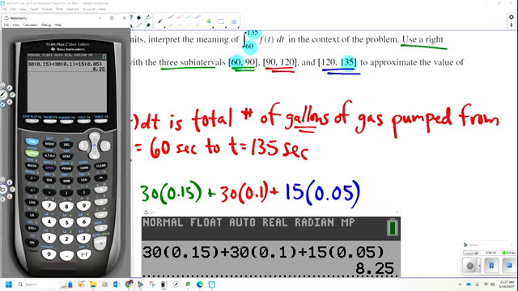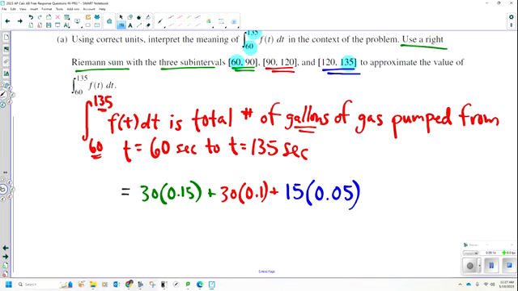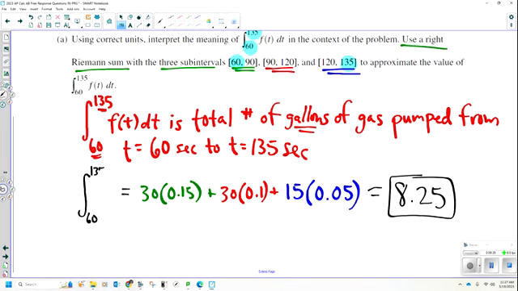So I'm going to go here, and that is 8.25. They don't ask me in terms, I could write gallons, but I don't need to. That is the approximation using a right Riemann sum of the integral of f of t dt from 135 to 60. We answered that perfectly. Good job.